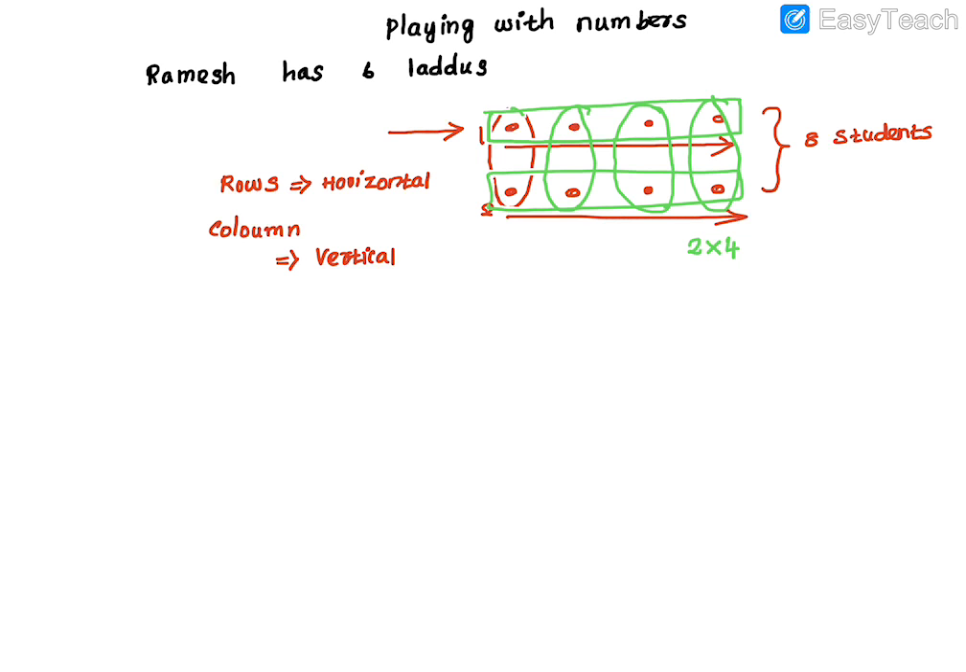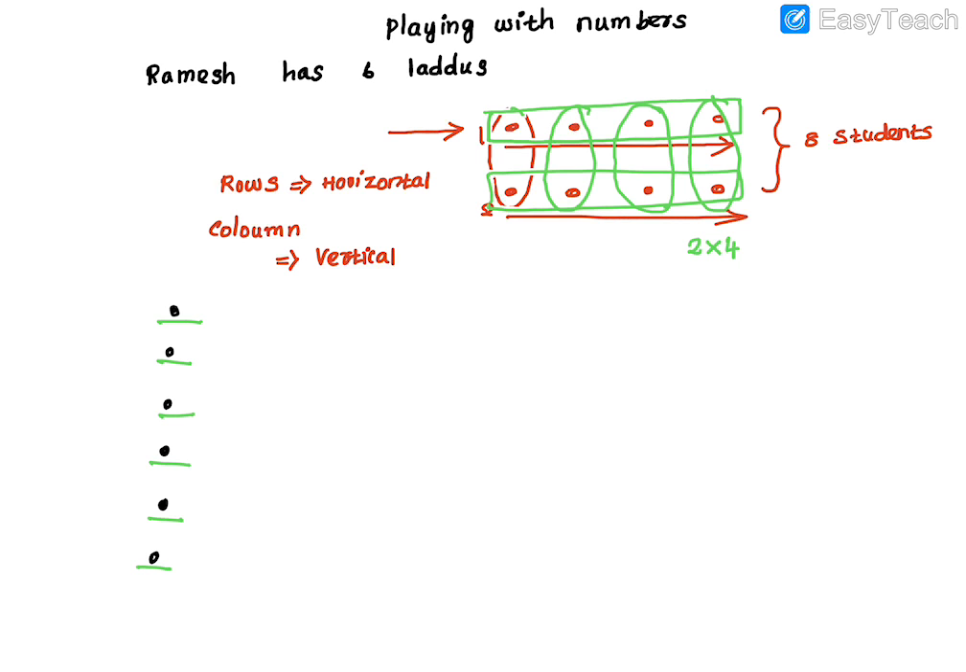Now Ramesh has 6 laddus, and he wants to arrange all the laddus in rows, with each row having the same number of laddus. So what are the possible arrangements? First, I will take the laddus. Here I take 1 laddu, 2, 3, 4, 5, 6. How many rows are present? This is 1 row, 2 row, 3 row, 4 row, 5 row, 6 row. In each row he took only 1 laddu.